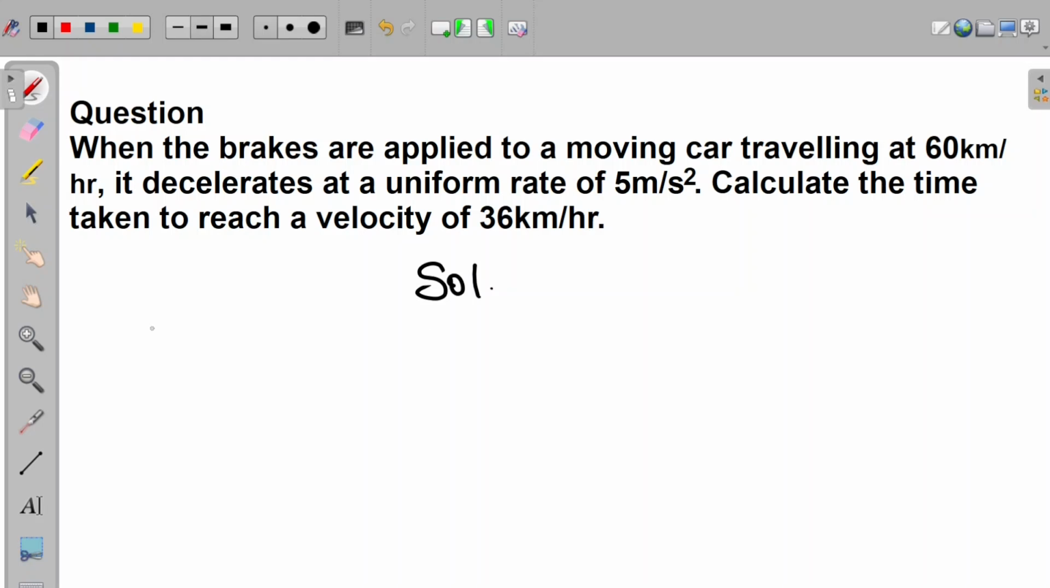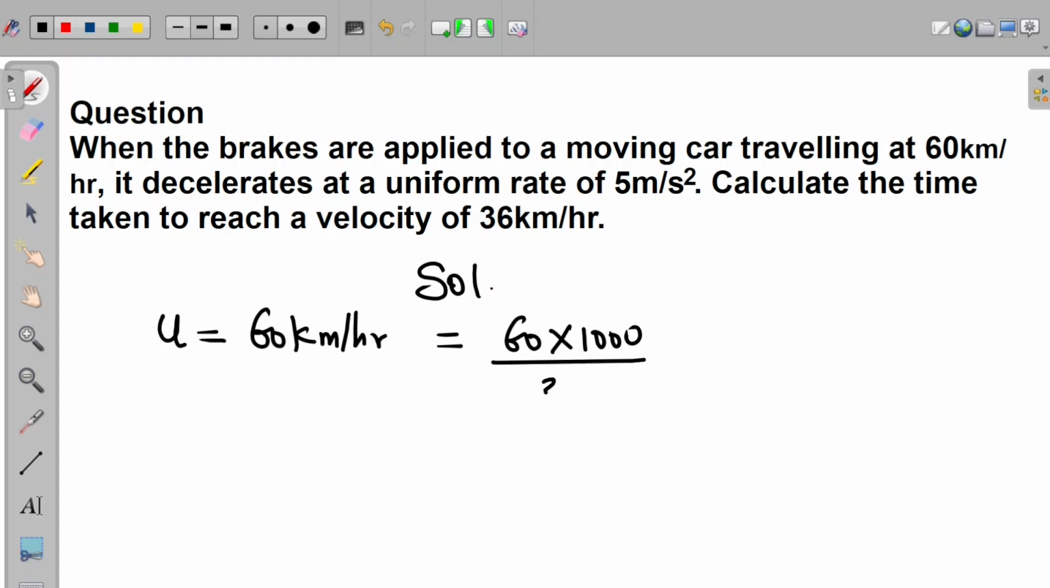So we are given that the car was traveling, so its initial velocity is equal to 60 km per hour. So we have to convert this to meter per second. So we multiply 60 by 1000 and divide by 3600. So this will be equal to 16.67 meters per second.